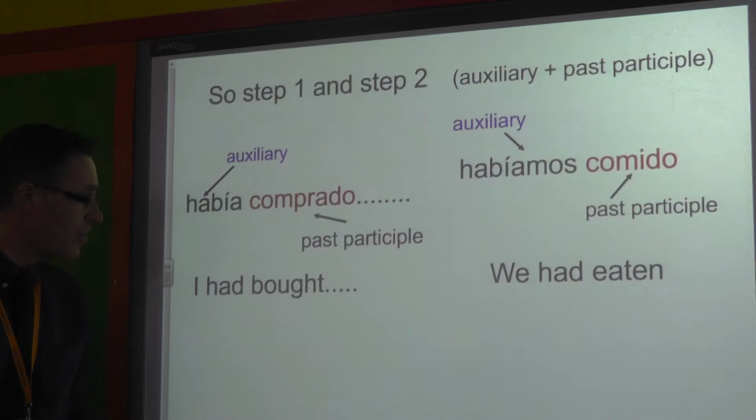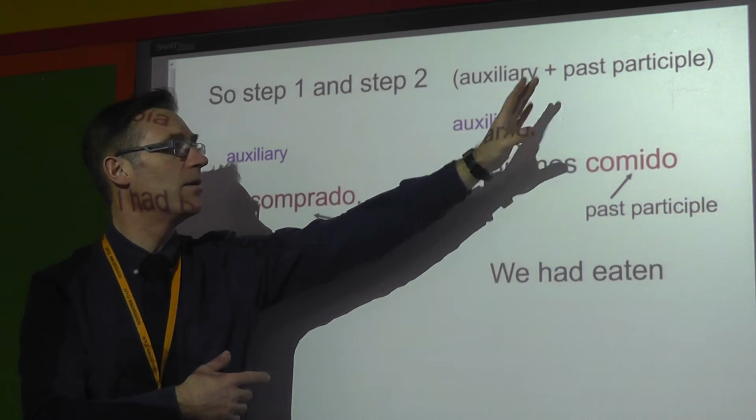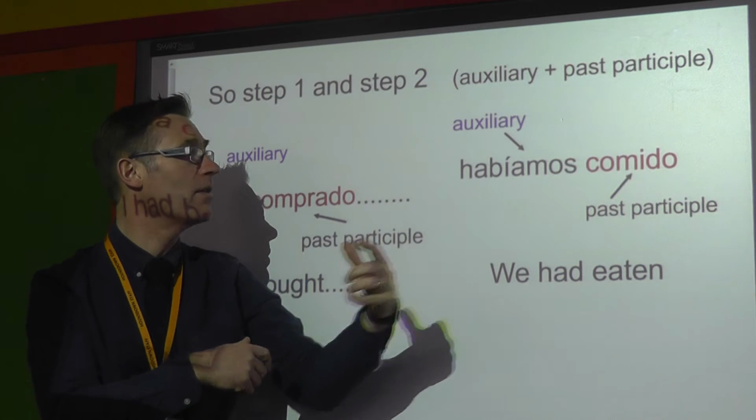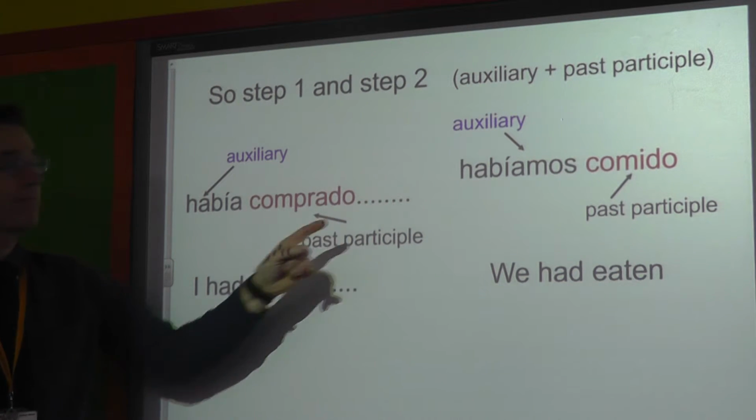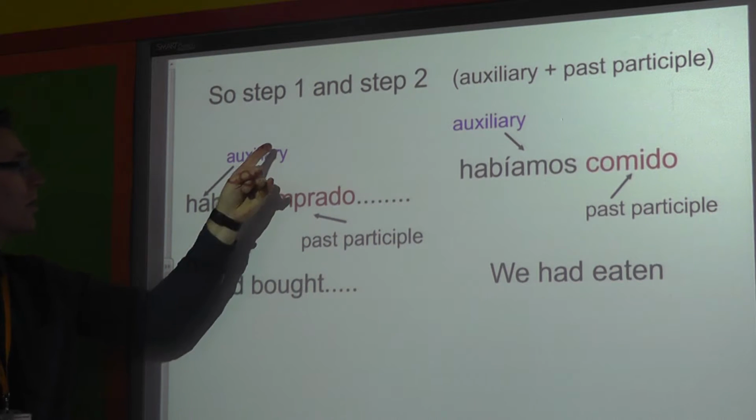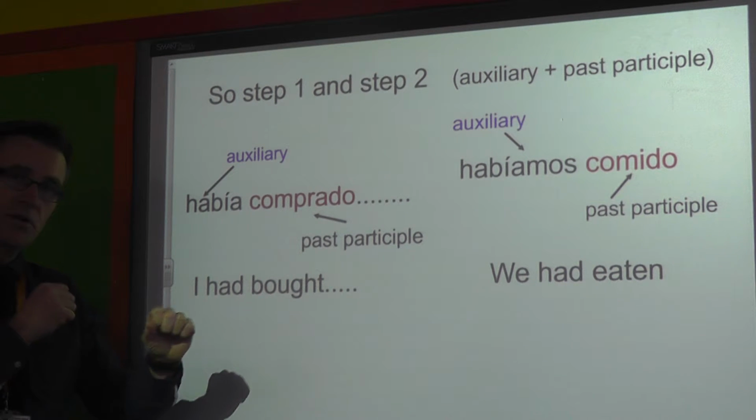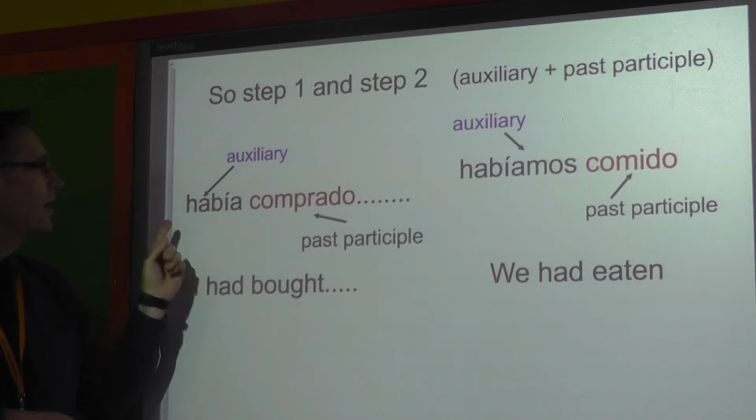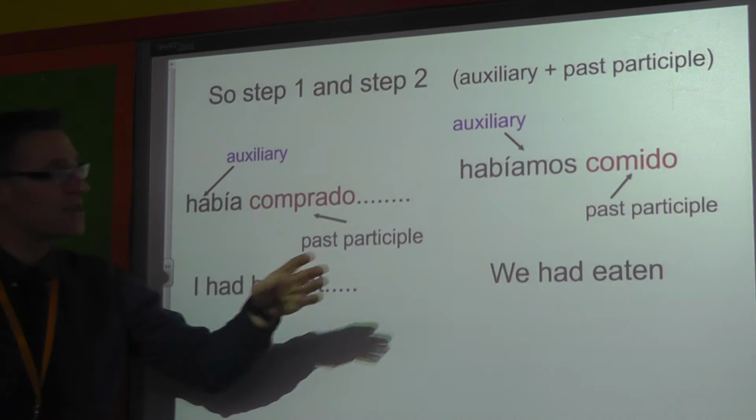Okay, so now we're going to put the 2 together. Step 1 and step 2, auxiliary from haber, past participle, ado or ido, and let's see what we come up with. Había comprado. I had bought. Auxiliary, había, past participle, comprado. 2 elements fused together. Había comprado. I had bought.